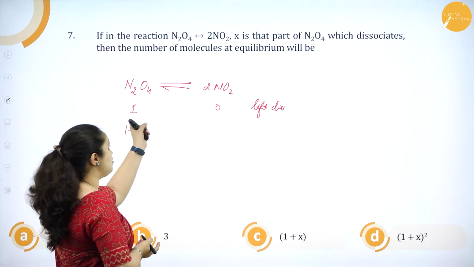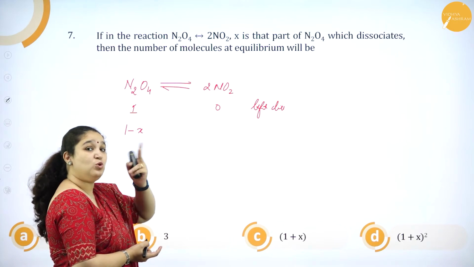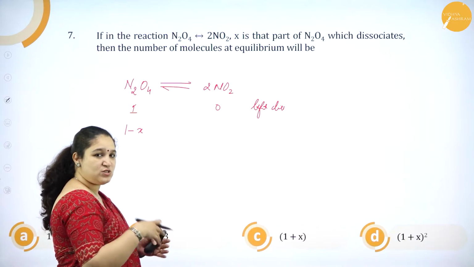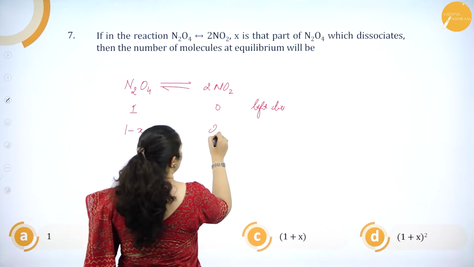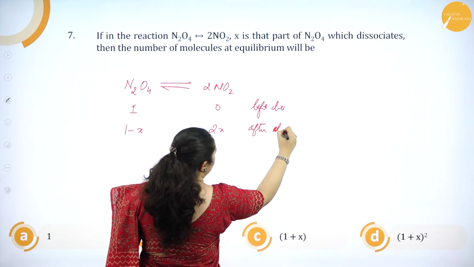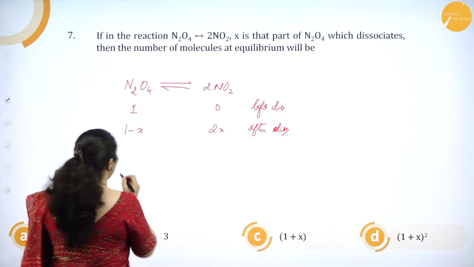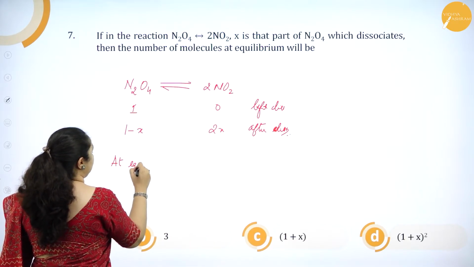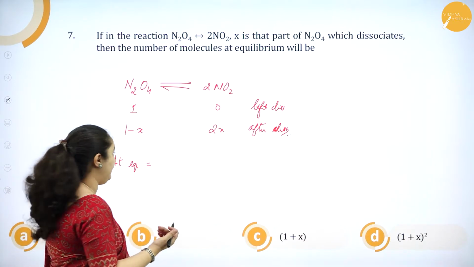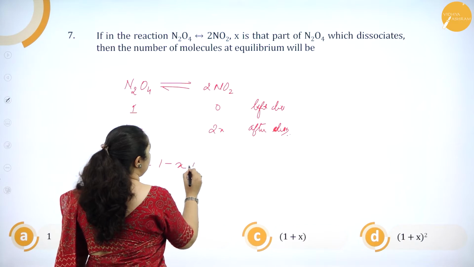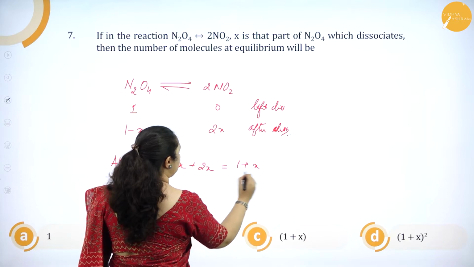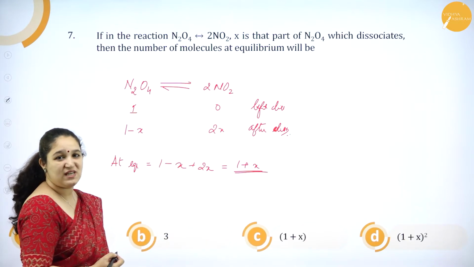So, if X is dissociated, how much of NO2 will be there? 2X will be there because one molecule will dissociate to give 2. So, if X is dissociating, we will get 2X. So, here this is 2X. This is after dissociation. So, at equilibrium, what is the amount of mixture which is present? If I take 1 minus X plus 2X, it is 1 plus X. Correct?